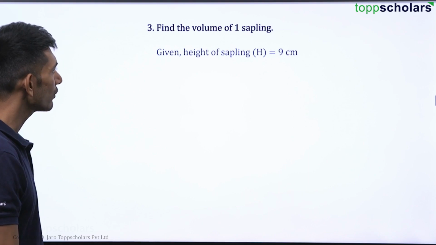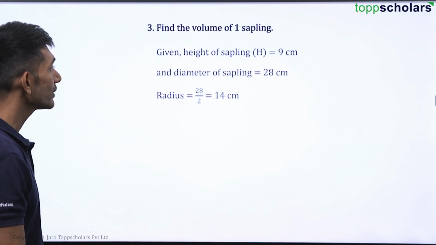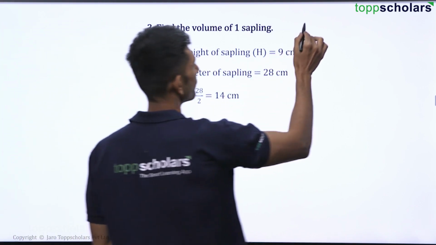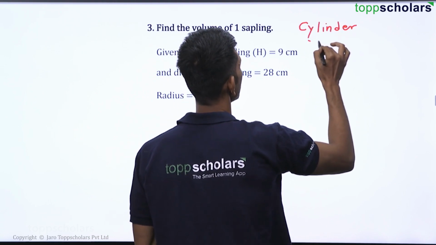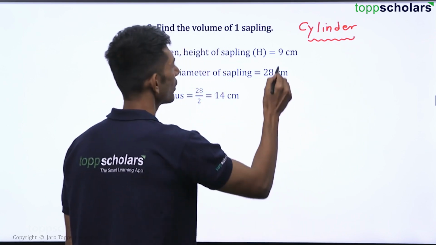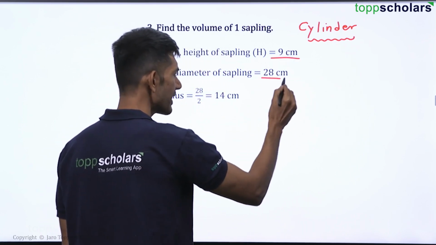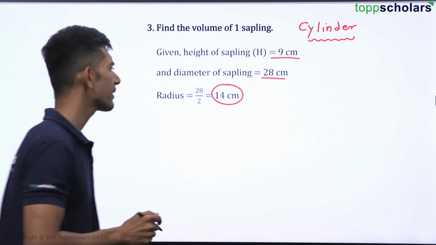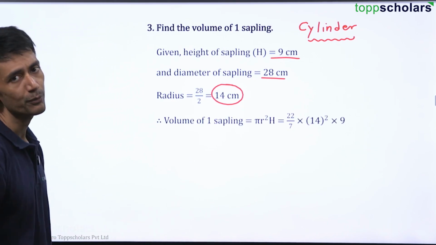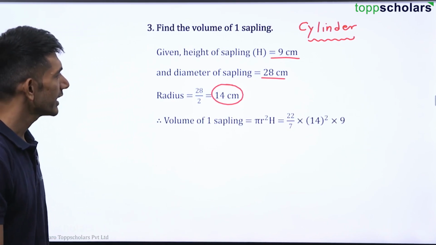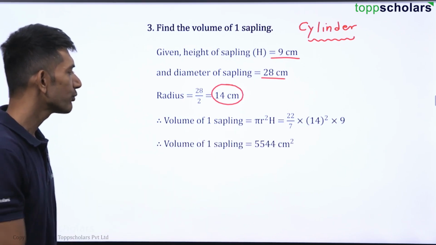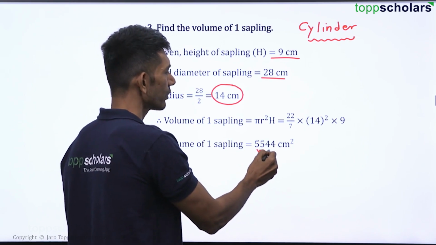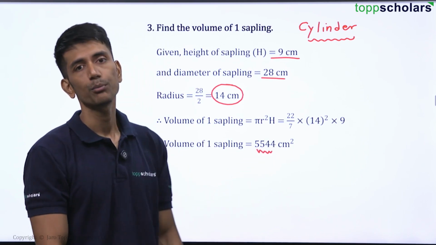And we are supposed to find out the volume of one sapling. Now see, that is cylindrical in shape. That is cylinder. Now we are not going to use the formula for cube. So height is given, diameter is given. From diameter we get the radius. So the volume is pi r square h. That is 22 by 7 into 14 square into 9. That gives me 5544 centimeters cube. That is the volume of one sapling.